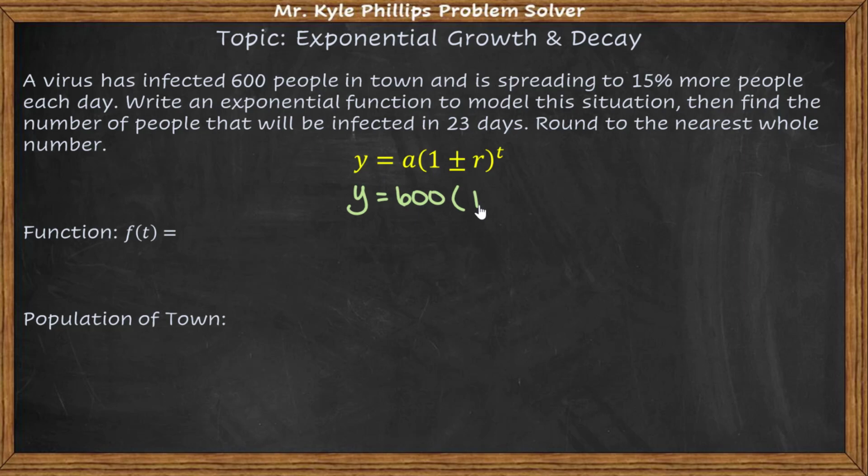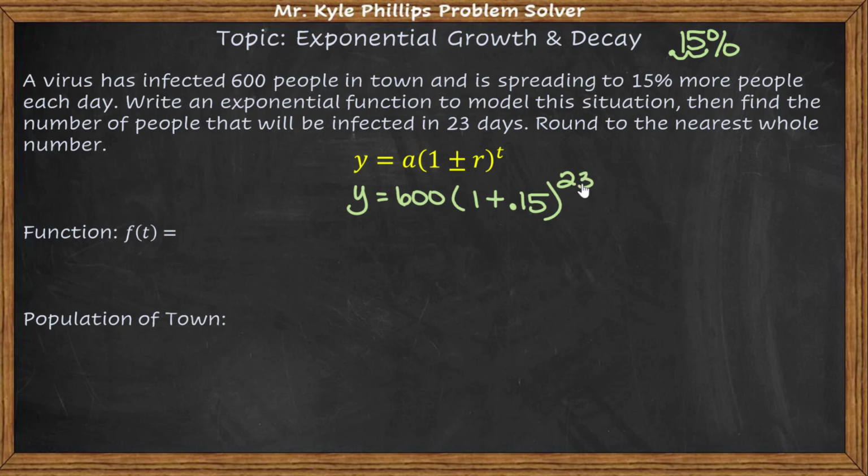We are growing because it's spreading to 15% more people each day. So we're going to say 1 plus the rate. The rate is always written as a decimal. To go from 15% to a decimal, you always move the decimal 2 places to the left. So we're going to say plus 0.15, and we're going to raise it to the time. So we want to know how much is left in 23 days.